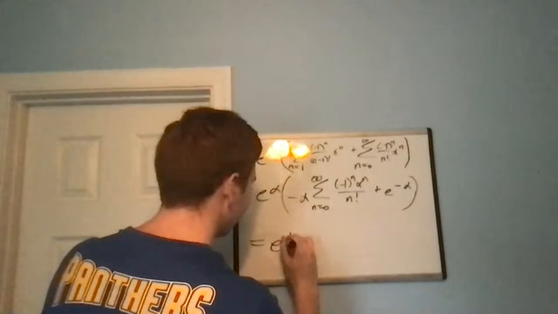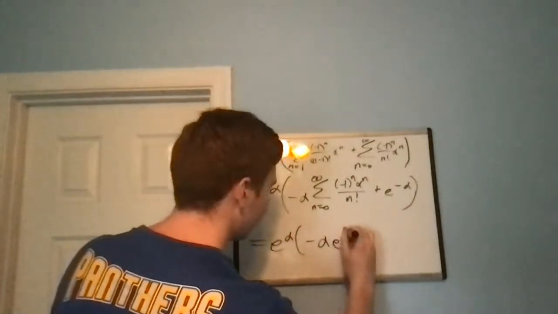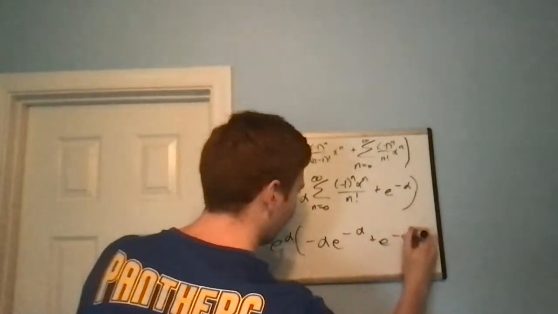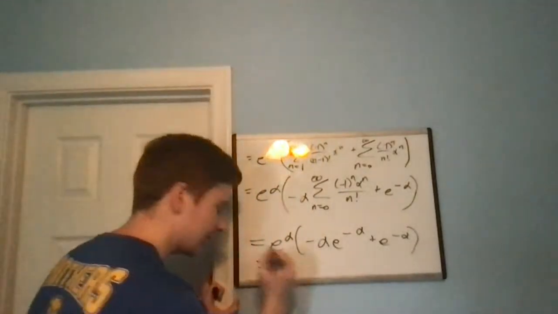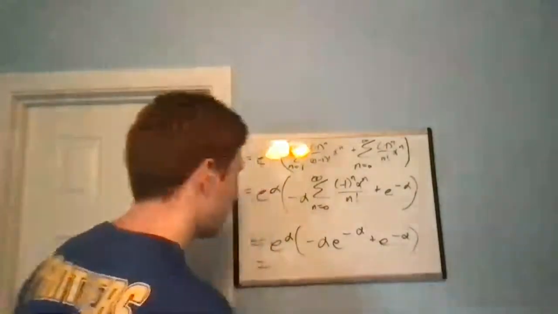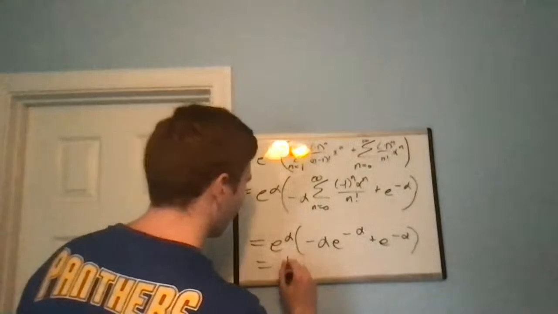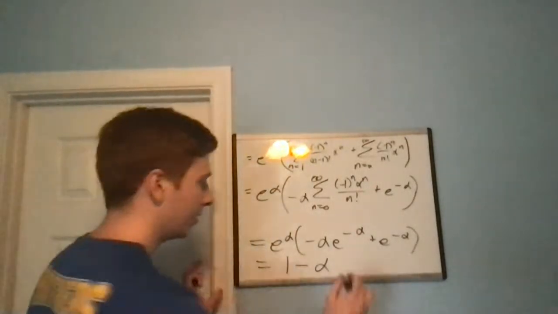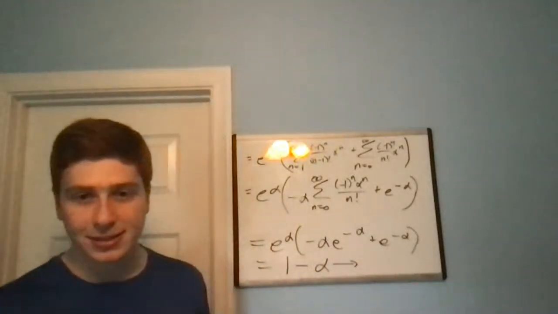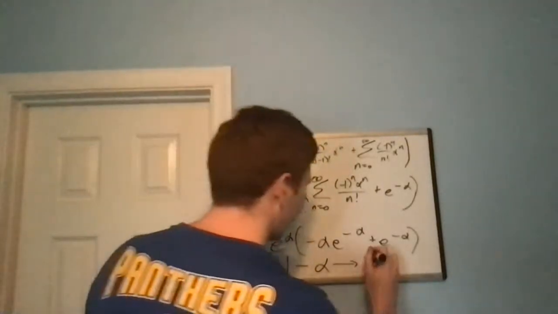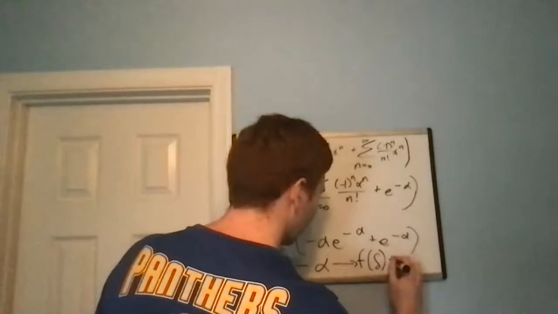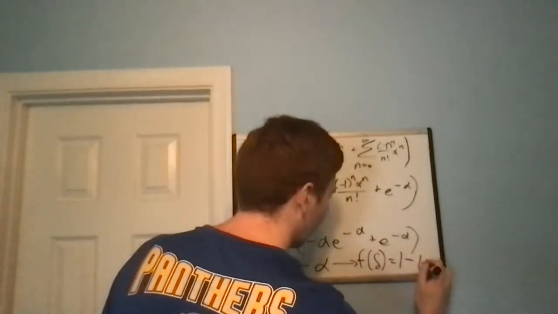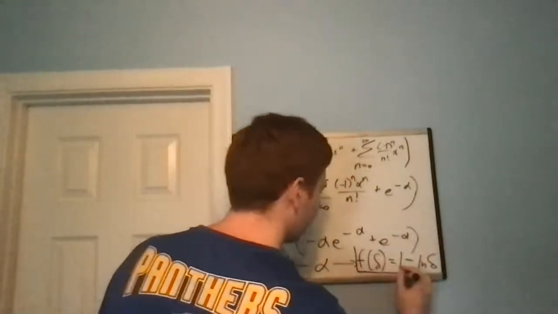So what we get is e^α times -α e^(-α) plus e^(-α). And when you expand this out, this becomes 1 minus α. And α is ln δ, right? That's the substitution we made. We get f(δ) equals 1 minus ln δ.